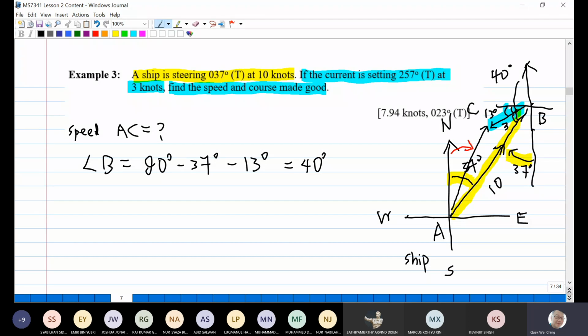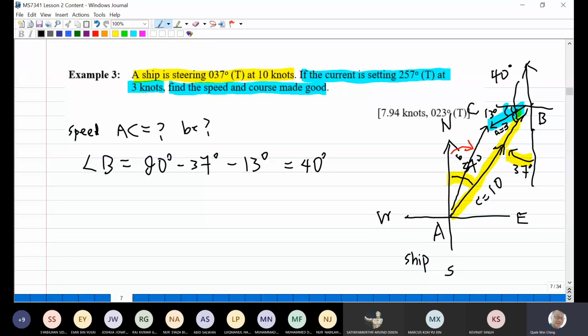Okay, so can we find the final speed AC now? This is where you can use the sine law. So you can see AC corresponds to this C here. This point C, right? And then this B here is AC actually. B is equal to what? So you can use the sine law here.